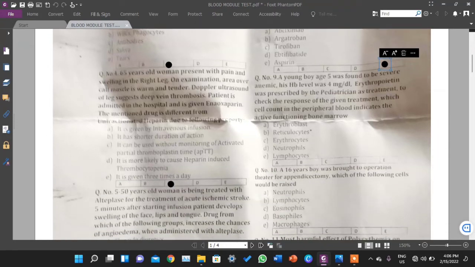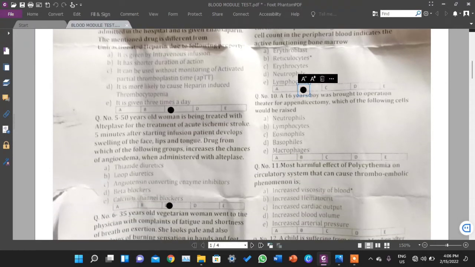A young boy aged 5 was found to be severely anemic. His hemoglobin was 4 mg per deciliter. Erythropoietin was prescribed by the pediatrician as treatment. To check the response to the given treatment, which cell count in the peripheral blood indicates the active functioning of the bone marrow? Erythroblasts, reticulocytes, erythrocytes, neutrophils, or lymphocytes. Functioning of the bone marrow is basically checked by the presence of reticulocytes.